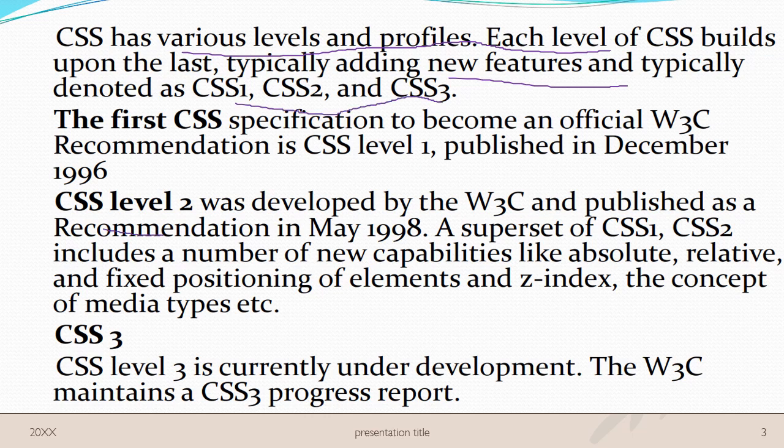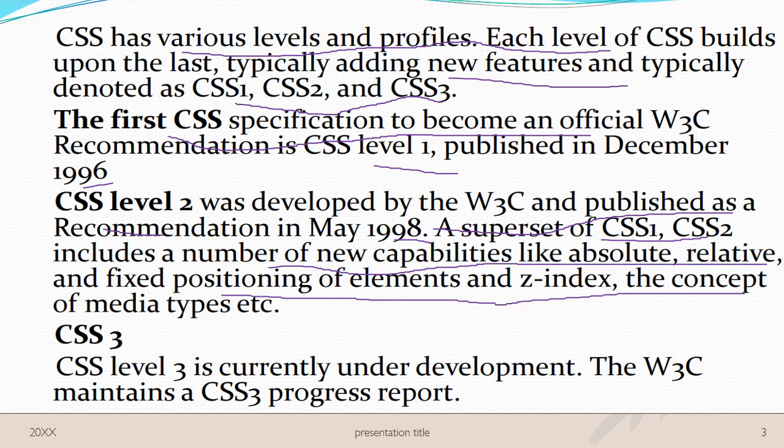The first CSS specification to become an official W3C recommendation is CSS level 1, published in December 1996. CSS level 2 was developed by the W3C and published as a recommendation in May 1998. A superset of CSS1, CSS2 includes a number of new capabilities like absolute, relative, and fixed positioning of an element, and the z-index, the concept of media types, etc.